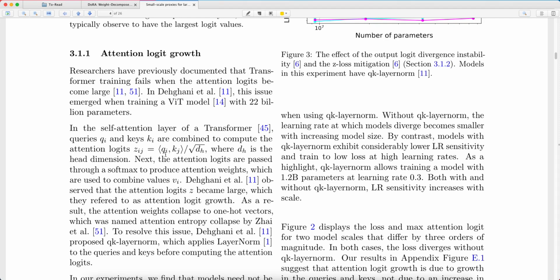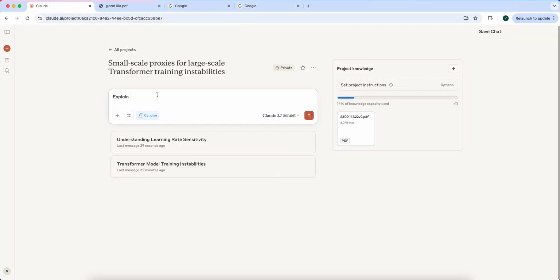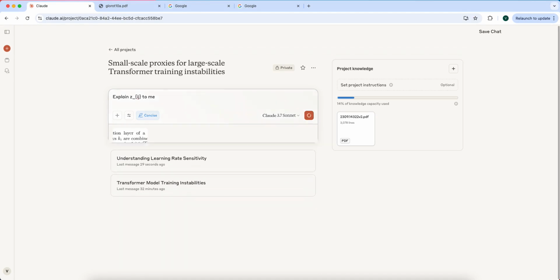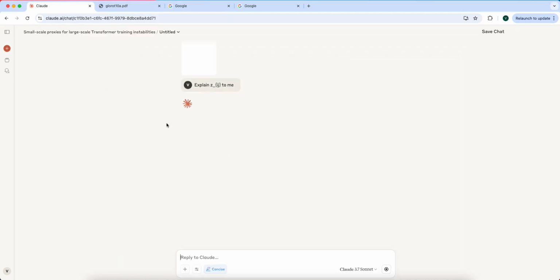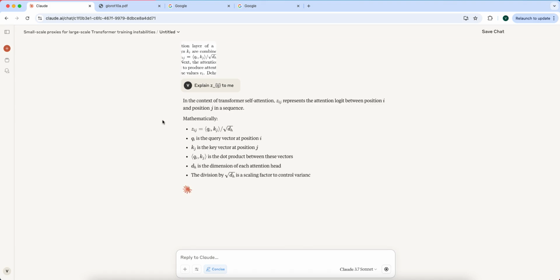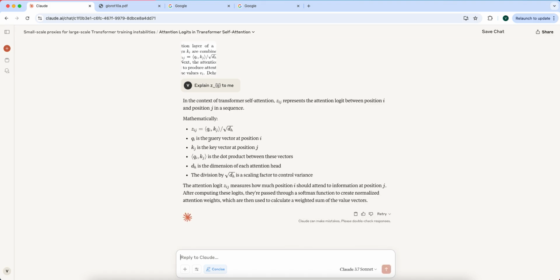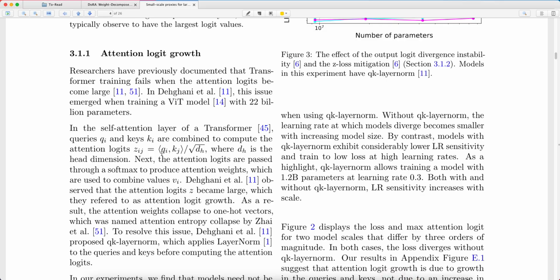What is this? Is that matrix multiplication? Explain Zij to me. Dot product. Oh, right. Okay, yeah. So I guess, yes, matrix multiplication, but the main thing is dot product. Dot product divided by the square root of the dimension.